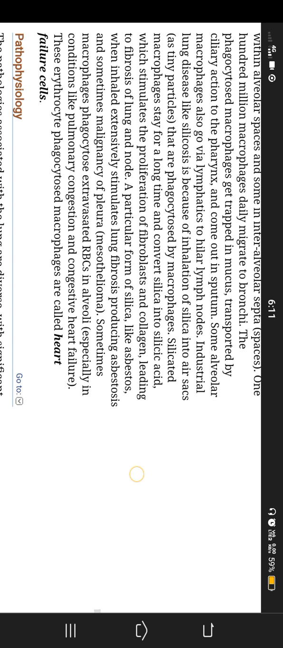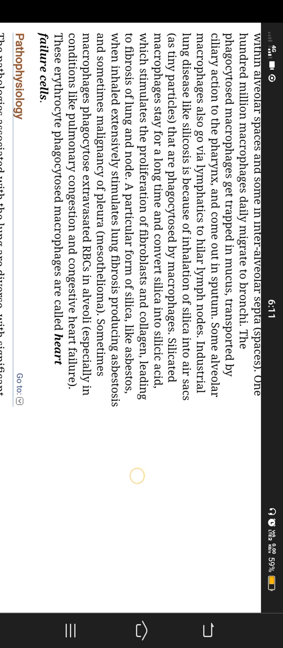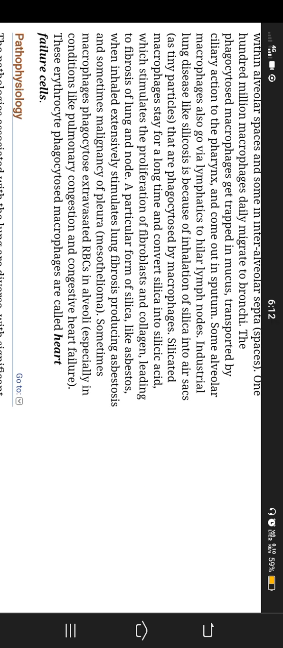Industrial lung diseases like silicosis are because of inhalation of silica into air sacs as tiny particles that are phagocytosed by macrophages.